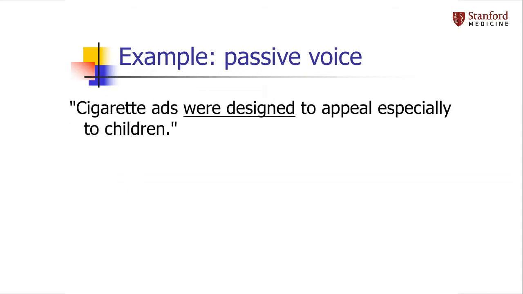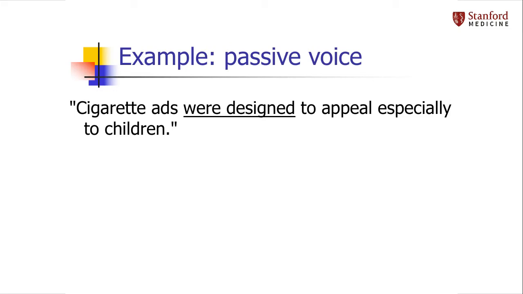Here's another example of a passive voice sentence in which the agent has been omitted from the sentence. Cigarette ads were designed to appeal especially to children. Notice again, we've got the passive verb, were designed, and what was designed was the cigarette ads. But who designed them? Well, when you read it in the passive voice, it's like it just happened. They were just designed that way. It wasn't intentional. Nobody's responsible.